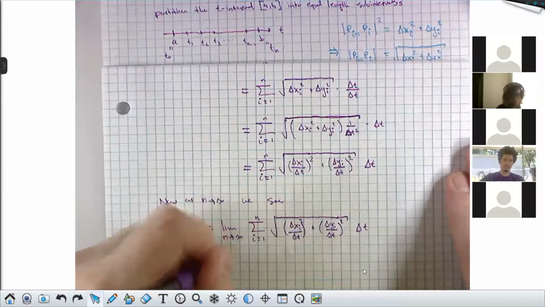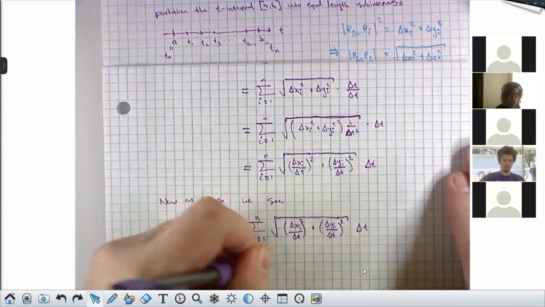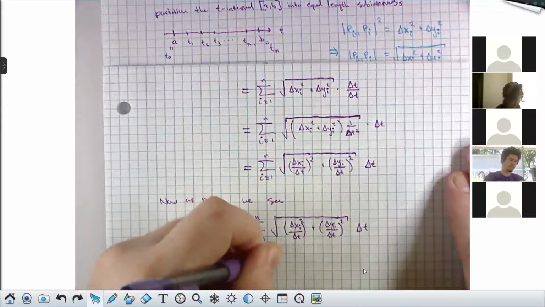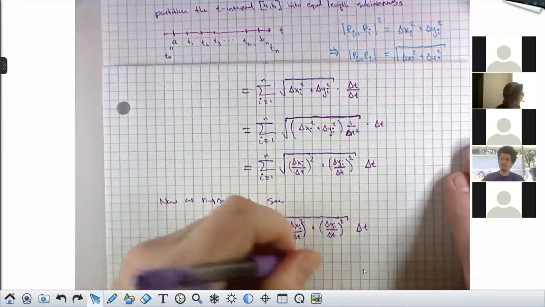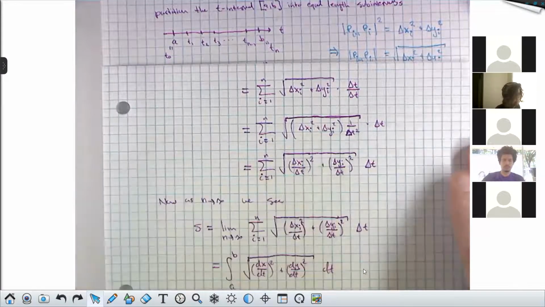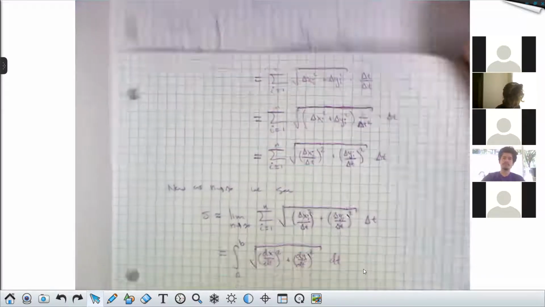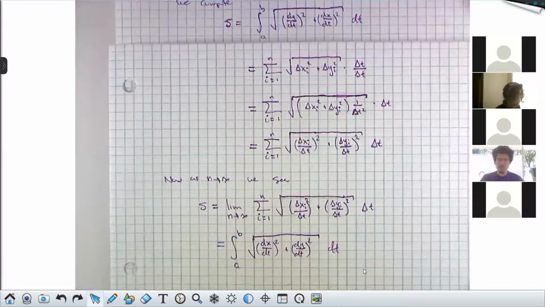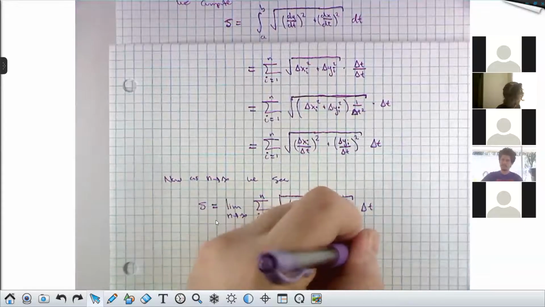This is the integral from a to b of the square root of dx dt squared plus dy dt squared, dt. So that's the proof. And see, that is the formula we were trying to prove. The order under here, these are being added. So dy dt squared plus dx dt squared, or dx dt squared plus dy dt squared, that doesn't matter. So that concludes the proof.